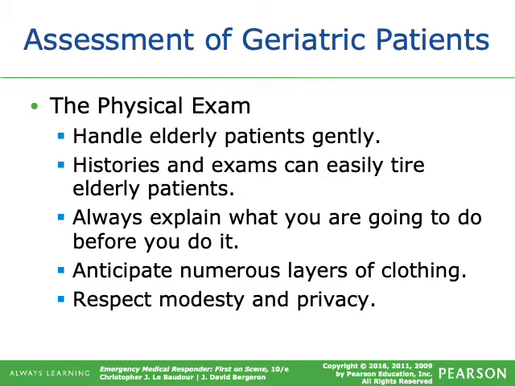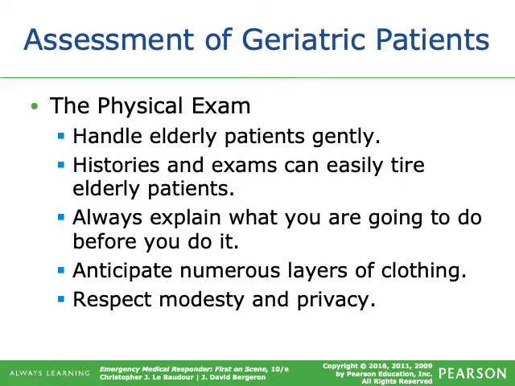All right, the physical exam for geriatric patients. Just make sure you handle them very gently. We discussed earlier they're very prone to skin tears and they have brittle bones a lot of the time. Histories and exams can easily tire out elderly patients, so just bear with them. You may not be able to move as quickly as you would with a younger individual.